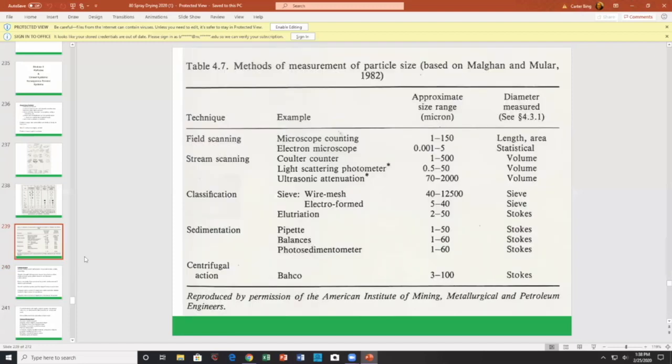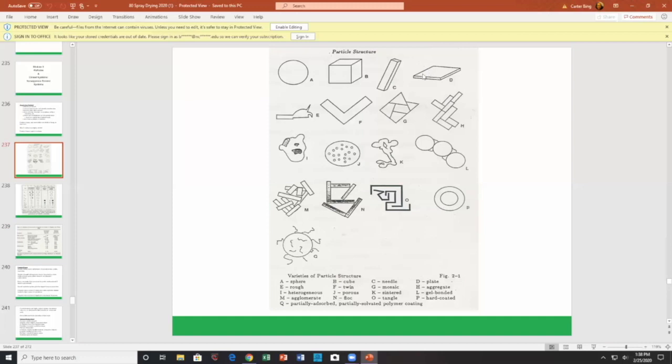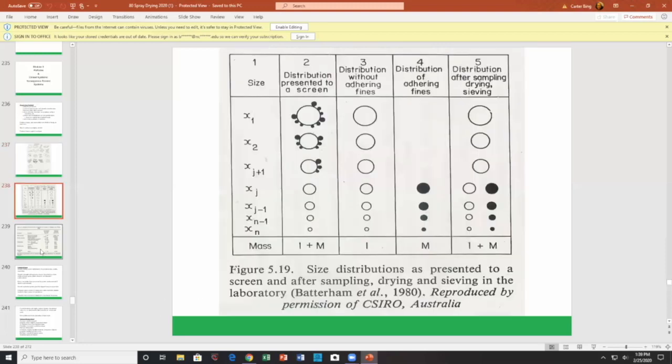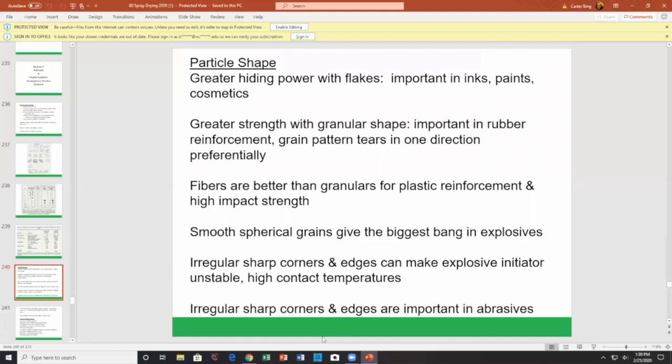I was listening to this chap talk about the equipment that he had to sell to measure particle size distribution. He was dealing with granular materials, and I asked him, what happens if you have a flake? And without skipping a beat, he said, multiply by 2.6. I was quite amused by his answer, anyway.